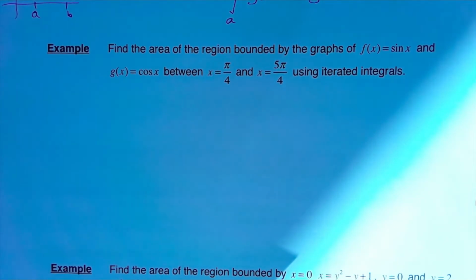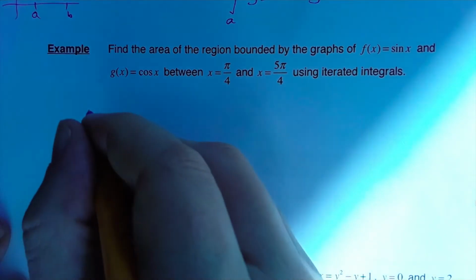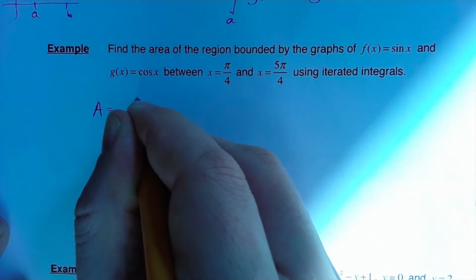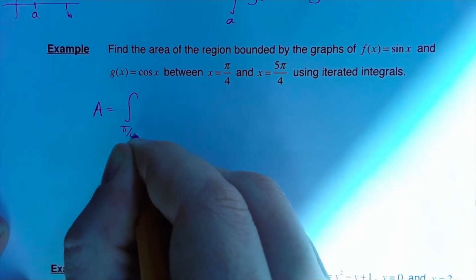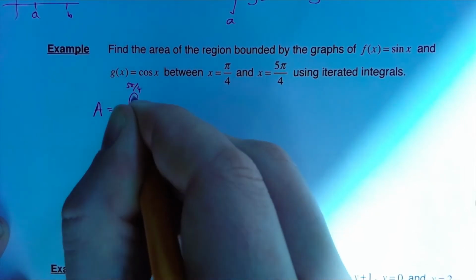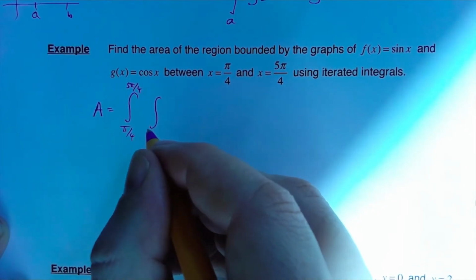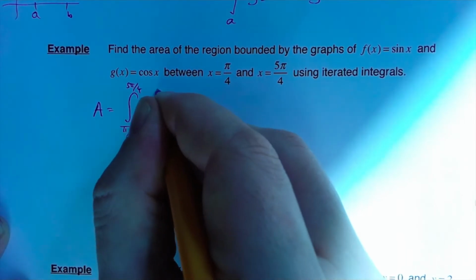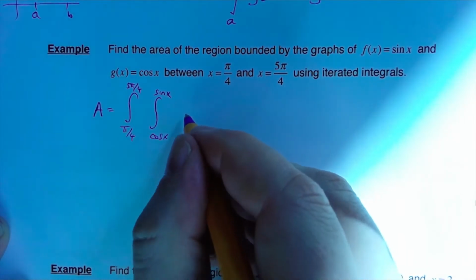So find the area of the region bounded by the graphs of f of x equals sine x and g of x equals cosine x. This is something you can obviously do using AP Calc AB material, but if we want to try and use the new definition, then the area is the integral from pi over 4 to 5 pi over 4 of the integral from cosine x to sine x dy dx.